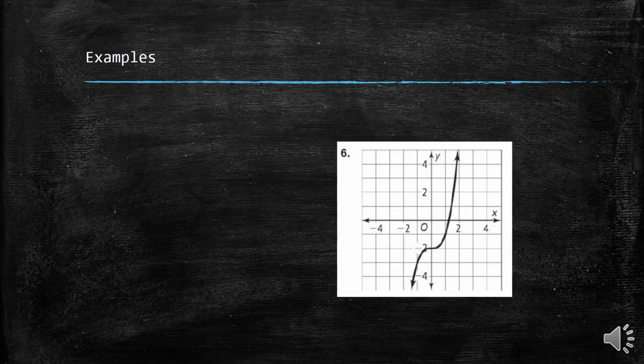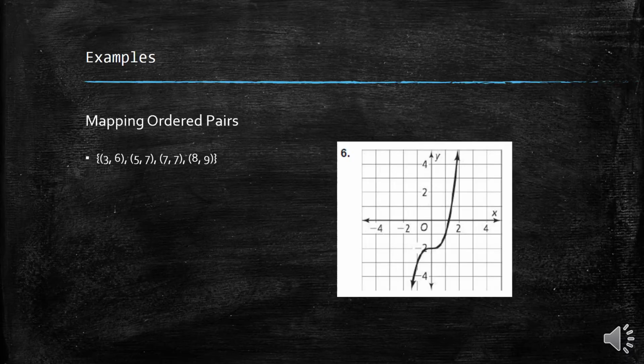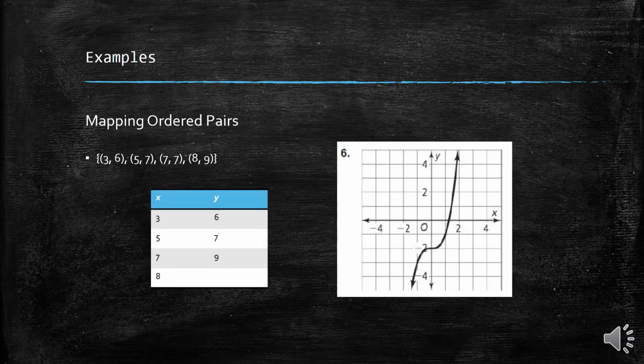Let's take a look at some examples. First, on the left, we have a set of ordered pairs. Let's do the mapping of ordered pairs to test and see if it's a function. So the first thing I do is set up a two-column table. I put my x values on the left and my y values on the right.